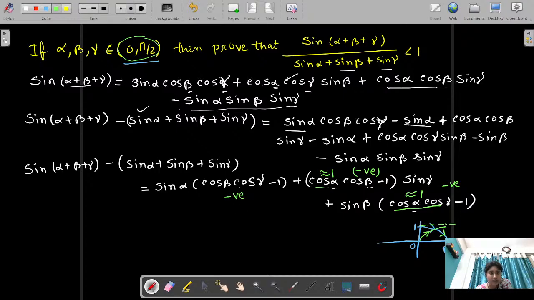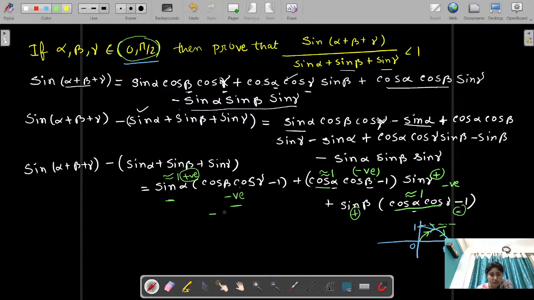So if we get negative, and this sine alpha, what is the highest value of it? The highest value of sine alpha is 1, but it also cannot be achieved because we have an open interval. So it will also be nearly equal to 1, which is positive. So this is positive and this is negative. This sine gamma is positive, but this term is negative. Again, this sine beta is positive and this is negative. So positive into negative is negative, positive into negative is negative, here also positive into negative, negative.